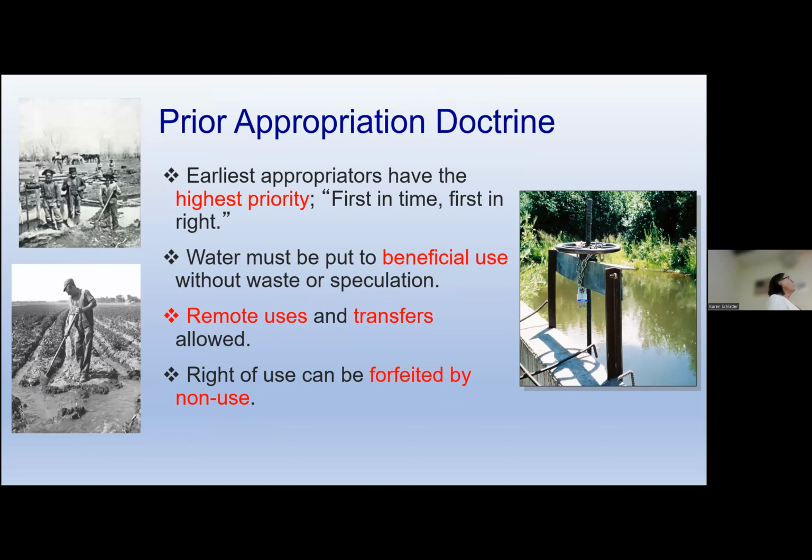So we come up with the prior appropriation doctrine, and here are just the very basics of it. The earliest appropriators have the highest priority. You'll hear that as first in time, first in right, and I'll give you an example in a minute. Water has to be put to beneficial use without waste or speculation. Now, in the 1800s, in-stream flows were a waste. Any water that went out of state was a waste. As we evolved and paid attention to the environment and to our neighbors, we were able to adjust the definition of beneficial use.